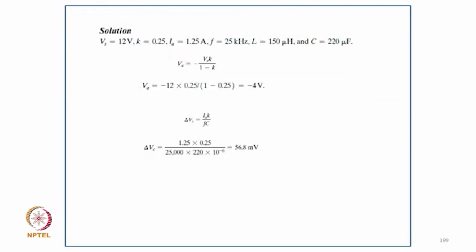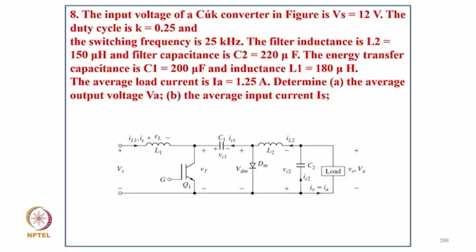So the circuit is given here, so we can find out with all the data. So VA equal to minus 12 times K upon 1 minus K, and putting the values, minus 4 volt, and delta VC equal to IA K upon C F. So delta VC is 56.5 millivolt.